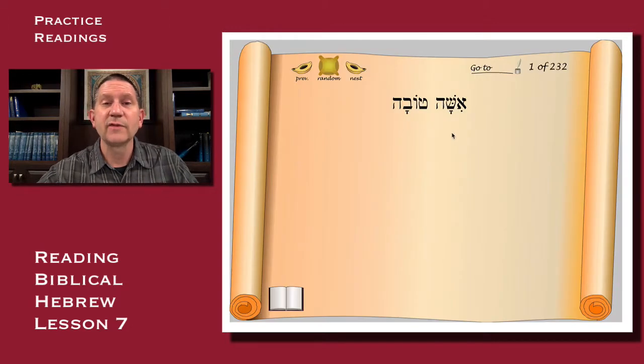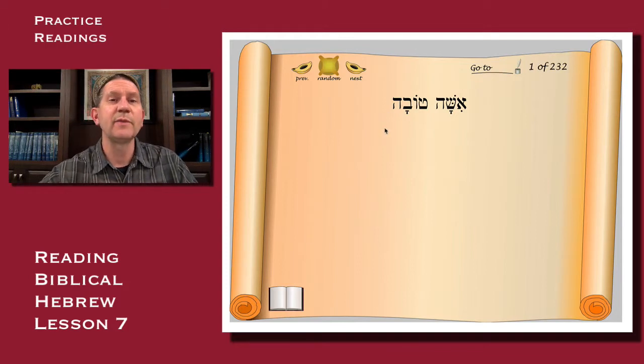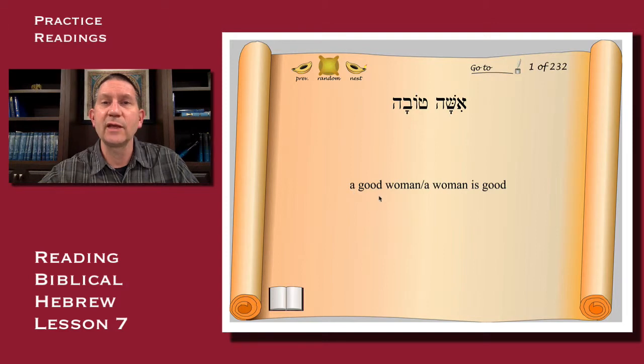Here we go. We have Isha Tova. Isha means woman, a woman, and Tova is the feminine singular form of the adjective Tov. So a woman, a good one. So the question is, is the adjective preceding the noun or is it after the noun? Well, it's after the noun. Usually that means it's attributive position. And so our answer would be a good woman, the vast majority of the time.